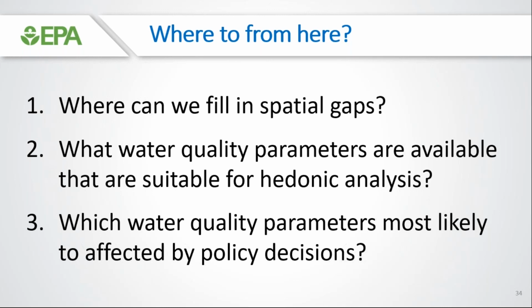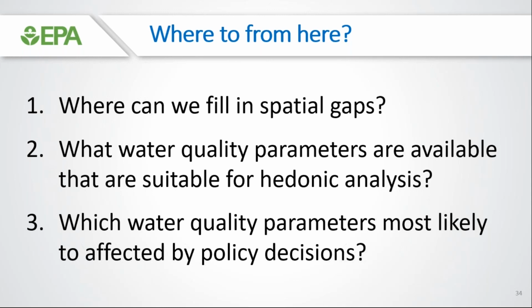Related to point two, optimally, we'd like to have water quality measures that show substantial variation across space and that are measured frequently so that they can be matched with the time frame of the property sales data. In conducting these hedonic analyses, one of the biggest challenges is finding water quality data that can be matched with the property sales data in an appropriate way. And that remains a challenge to this day.